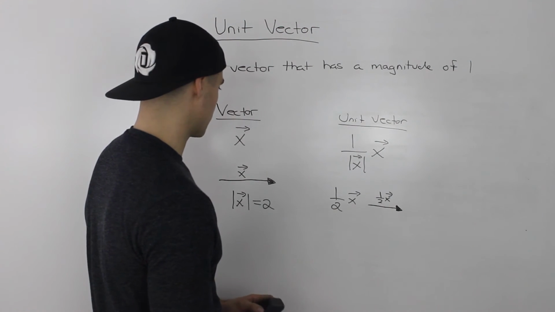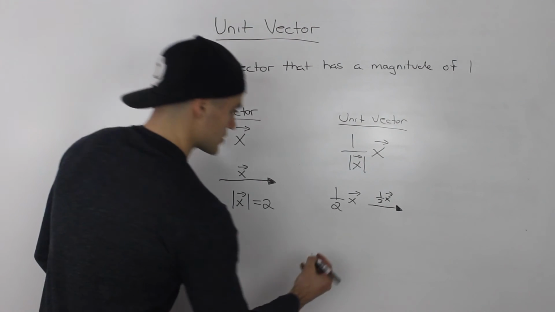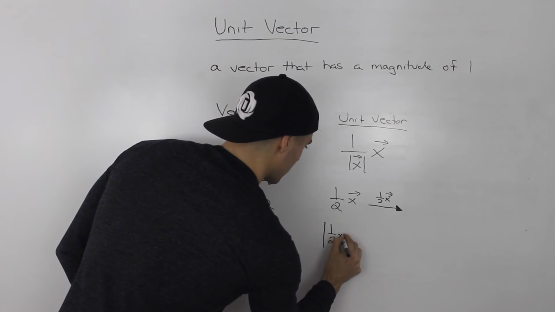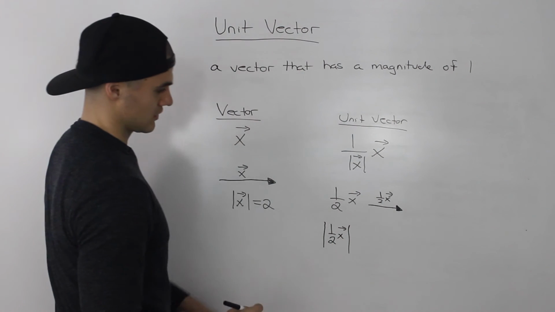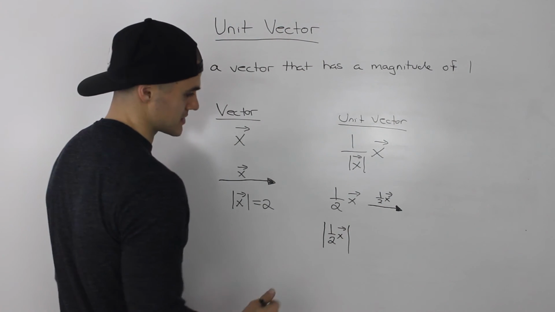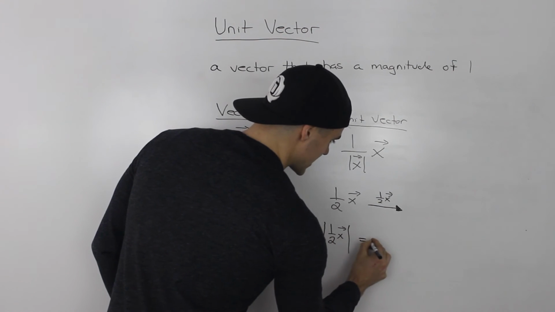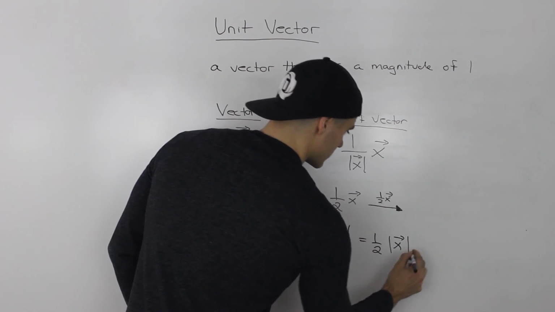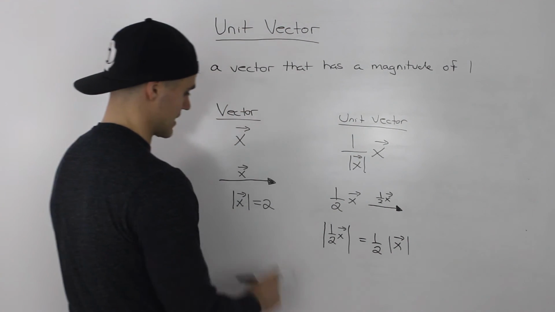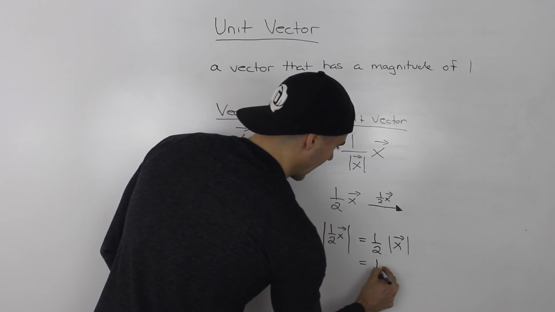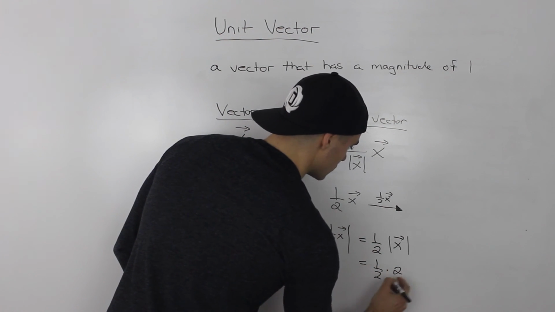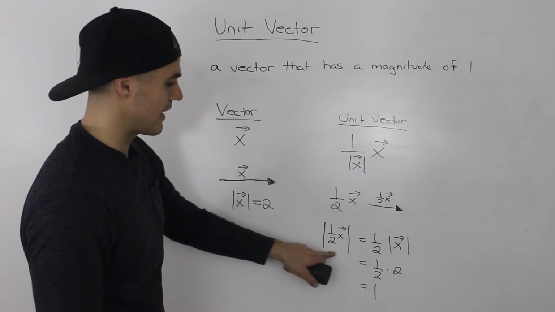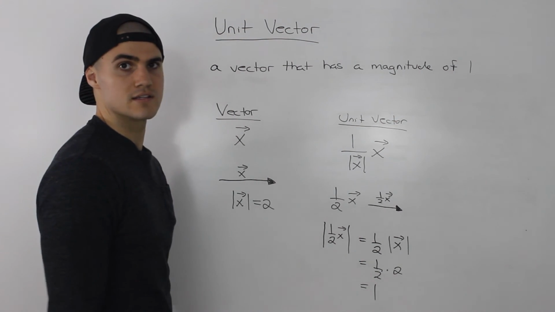Now, you can also prove this algebraically. So let's say we want to find the magnitude of our new vector here. So this new vector 1/2 x. Well, this 1/2 we can just take out of the absolute values. So we're just left with the magnitude of x. And the magnitude of x we know is 2. So 1/2 times 2, that would give us 1. So the magnitude of this new vector 1/2 x is equal to 1, therefore it is a unit vector.